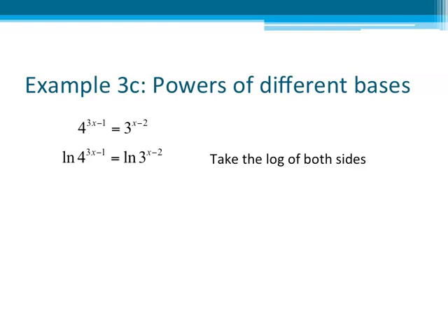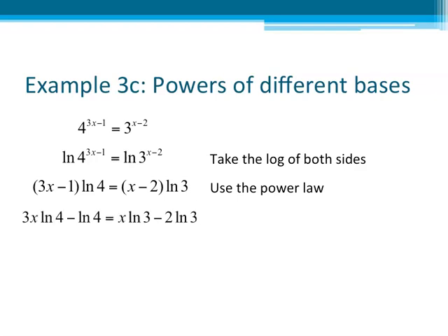In this step, because the exponents are not just x, but a longer expression with multiple terms, we're going to make sure to put that in parentheses when we bring it out in front. So this is 3x minus 1 in parentheses ln of 4 equals x minus 2 in parentheses times ln of 3. Now we can distribute ln of 4 to the 3x and ln of 4 to the minus 1 and do the same thing with the ln of 3. This gives us 3x ln of 4 minus ln of 4 equals x ln of 3 minus 2 ln of 3.